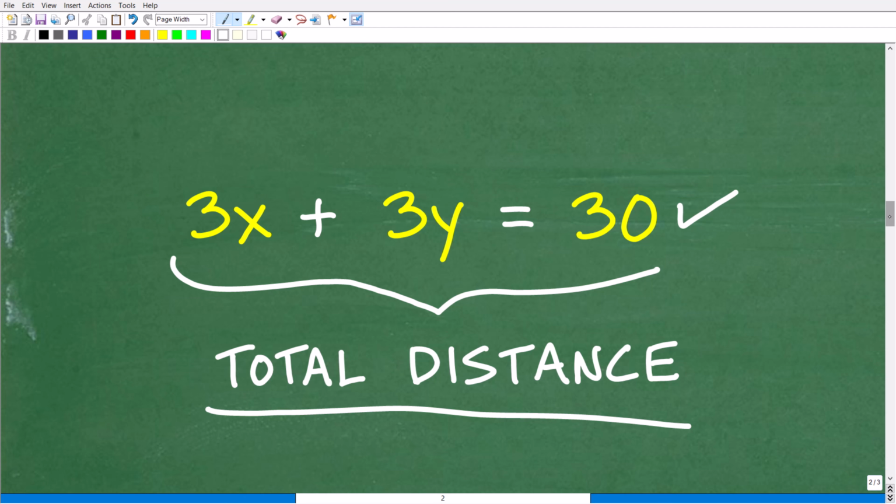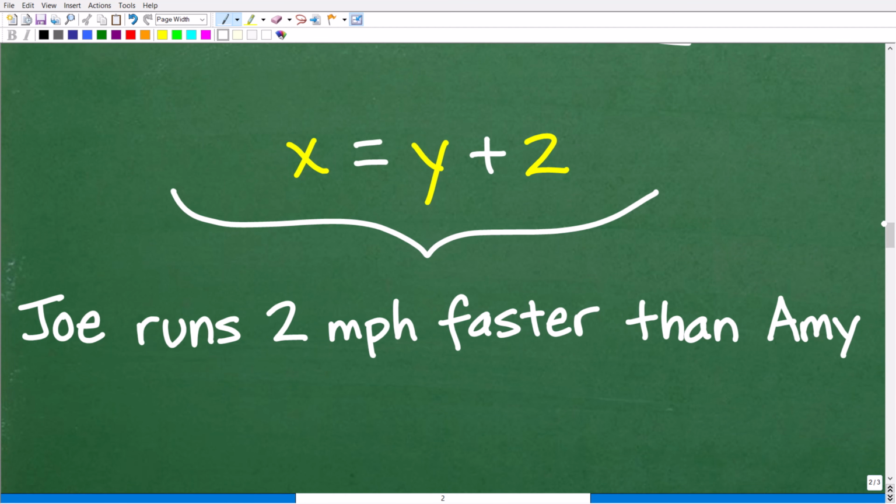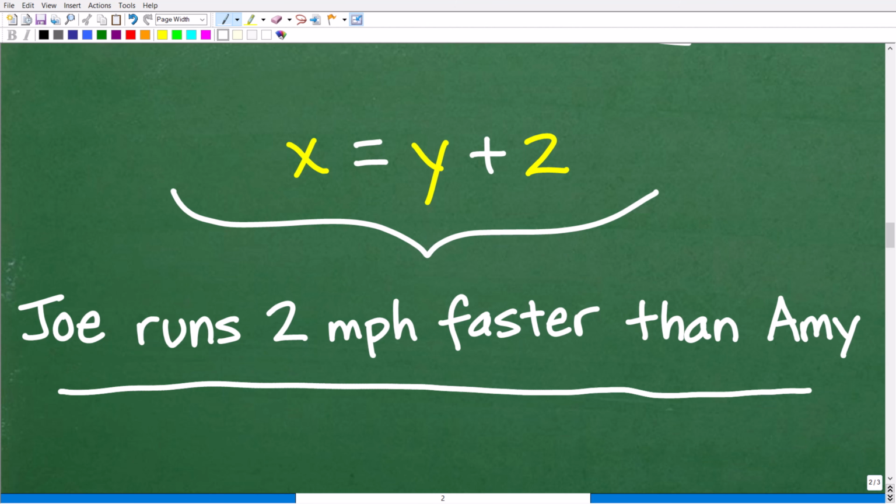Now, the second one is hopefully pretty obvious. We're going to use this part of the problem. Joe runs 2 miles per hour faster than Amy. Okay, so this is Joe's speed, remember, x in miles per hour. So this is Amy's speed. Okay, so if Joe is running 2 miles per hour faster than Amy, well, we're going to take Amy's speed, add 2 to it, and that is Joe's speed. So x is equal to y plus 2.